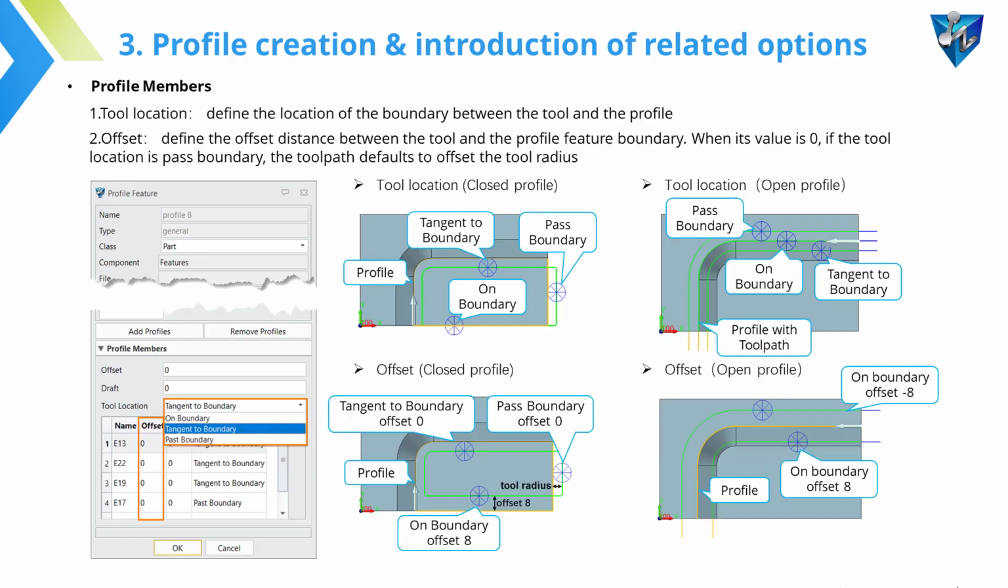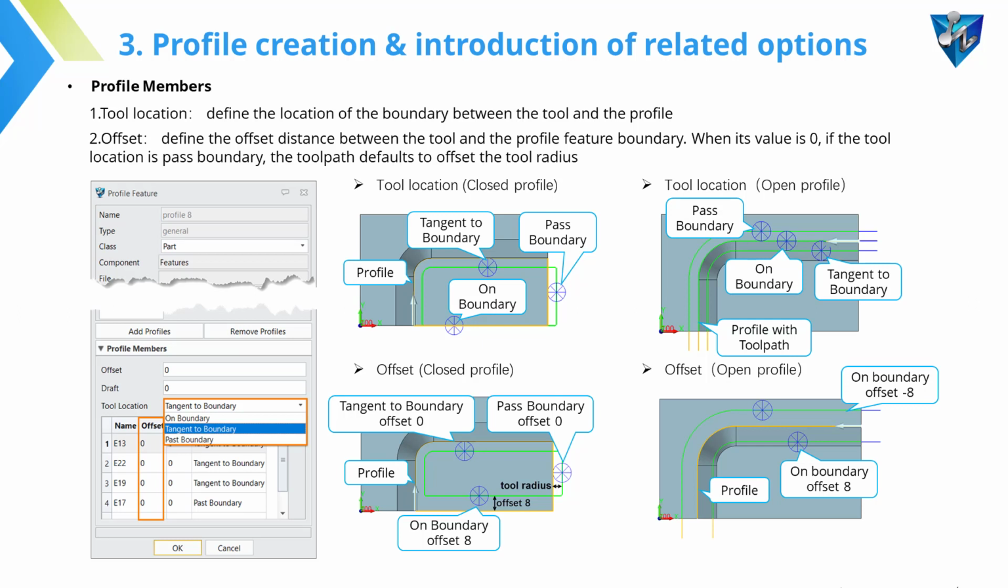Now let me introduce a little bit more about the profile members. First is the tool location. It's used to define the location of the boundary between the tool and the profile. It has three types: tangent to boundary, on boundary, and pass boundary.